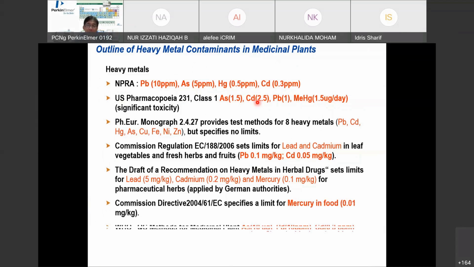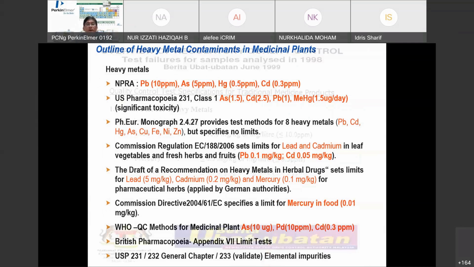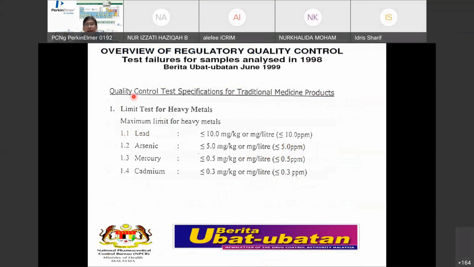These are the various kinds of toxic elements listed from different requirements. Okay, also we listed BP. Okay, now Malaysia MPRA is listed on this. Same thing as here. You contain mercury at 0.5 ppm, maybe ICP-OES can do it.